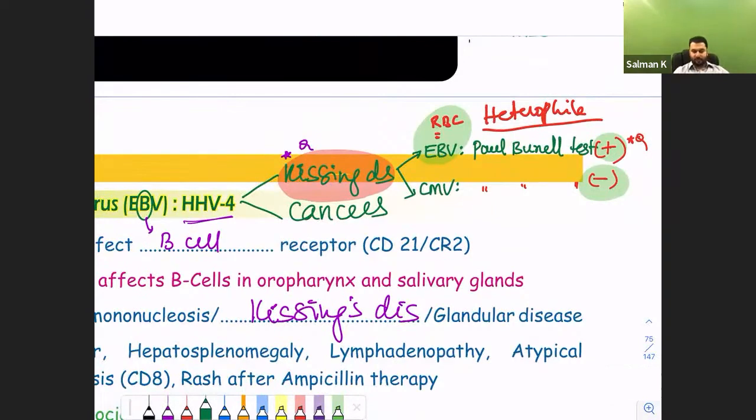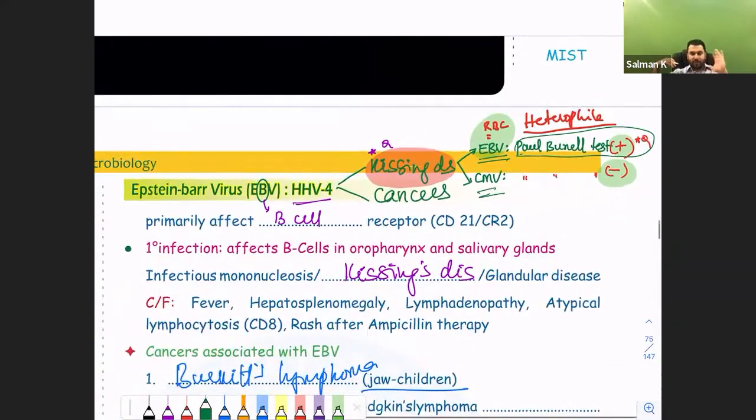Kissing disease, as we may have learned before, is caused by two guys, Epstein-Barr virus and cytomegalovirus. Epstein-Barr virus antigens are going to look like RBCs of sheep or horses. And this is why it's called heterophile test positive. When two antigens look the same, they are called heterophile antigens. This is very rarely seen in 2 to 3 places only. Paul Bunnell test positive is EBV. Okay?